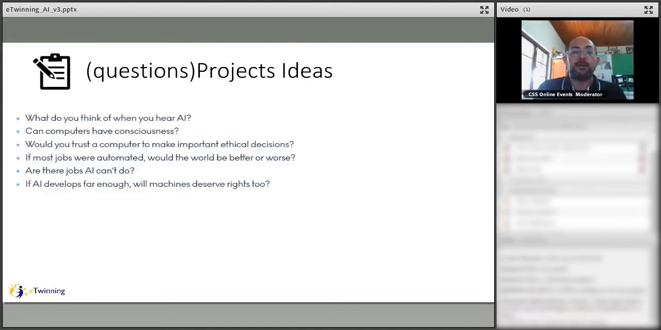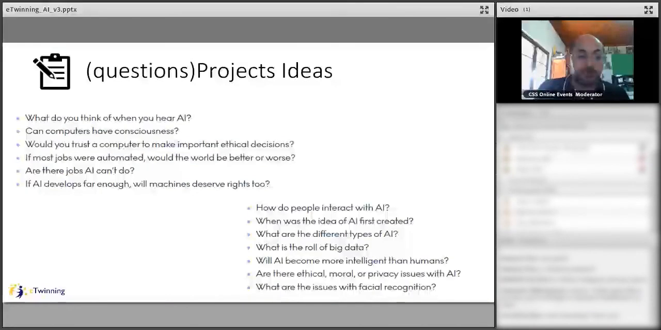What do you think when you hear about AI? Can computers have conscience? Would you trust a computer to make important ethical decisions? Try to ask this to your students. Okay, are there jobs AI can do? And other questions that we can put around. How do people interact with AI? Will AI become more intelligent than humans? What are the uses of facial recognition, for example? Okay, think about it. These could be nice questions that you can use in terms of developing new eTwinning projects with the thematic of AI.